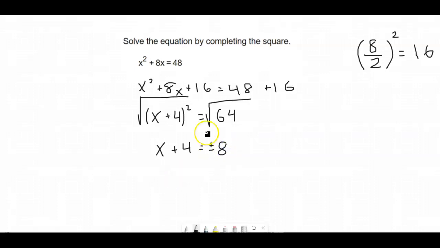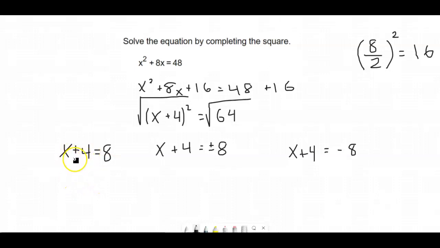So now we have two equations. I'm going to put the first equation over here, which is just x plus 4 is equal to positive 8. And over here, x plus 4 is equal to negative 8. Because we have a plus and a minus, that gives us two equations there.